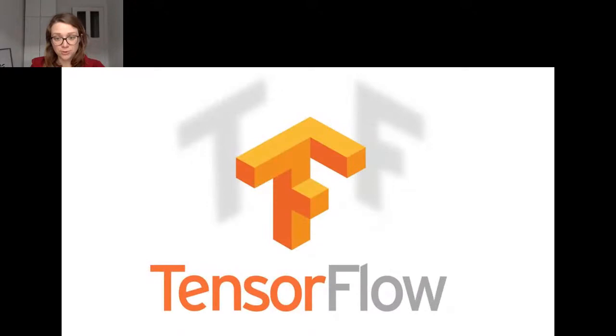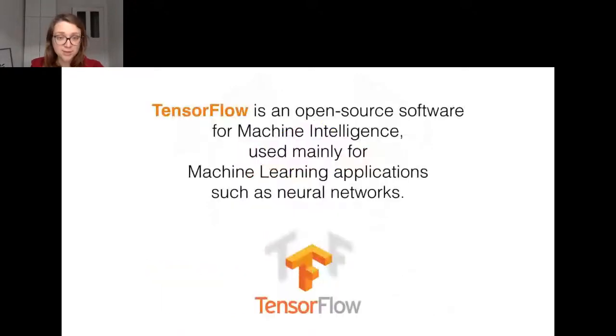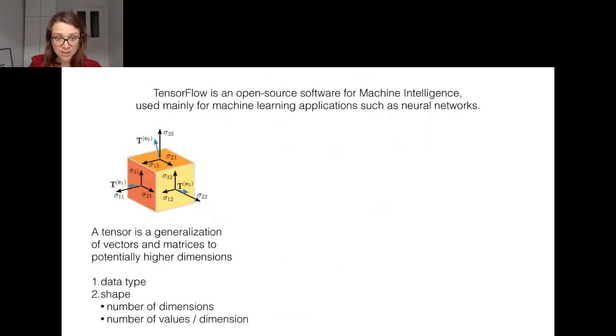TensorFlow is one of the tools that I really like to use for this. It's an open source software or even end-to-end platform for machine intelligence, especially for applying neural networks. And it's made of 2 parts. You have a tensor, which is a mathematical representation of vectors and matrices from all kinds of dimensions, and you describe it with 2 parts. Data type, like string, and the shape, which is number of dimensions, number of values per dimension.